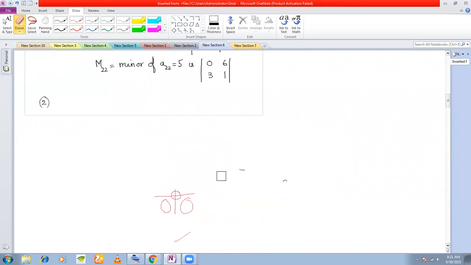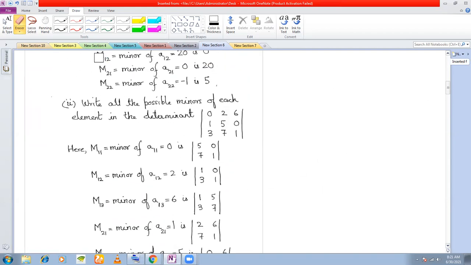There will be 9 minors of this determinant of order 3. And we can evaluate each minor. And how do you evaluate actually? What you do is you put a finger. Suppose you want to evaluate the minor of this element. So you put a finger on this row and you put a finger on this column.